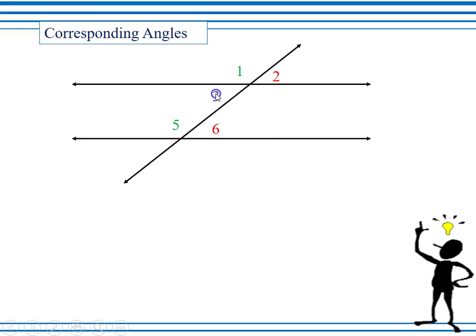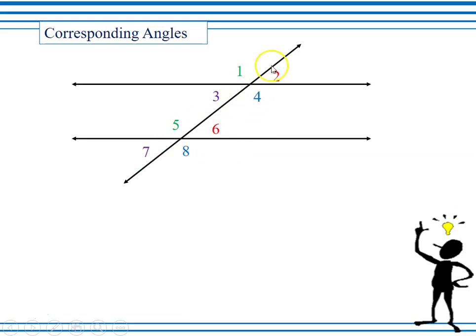Angle 3 is going to be the same as angle 7. They're corresponding angles. And angle 4 corresponds with angle 8. So you can see that 1 is going to measure the same thing as 5, 2 is going to measure the same thing as 6, 3 is going to measure the same thing as 7, and 4 is going to measure the same thing as 8.